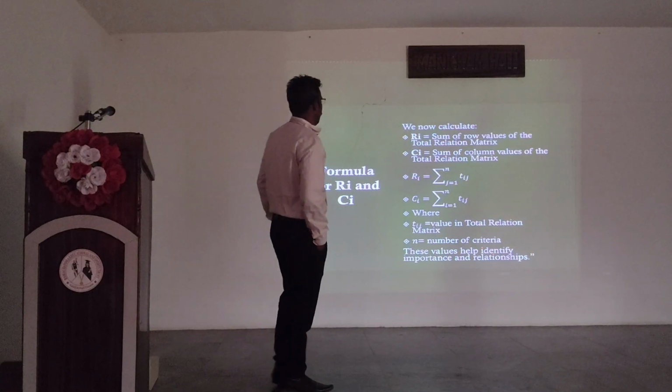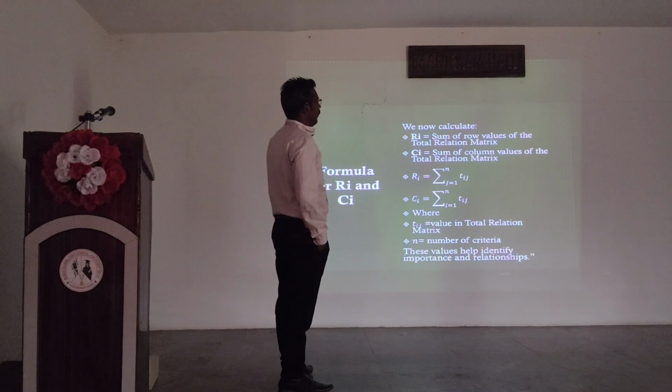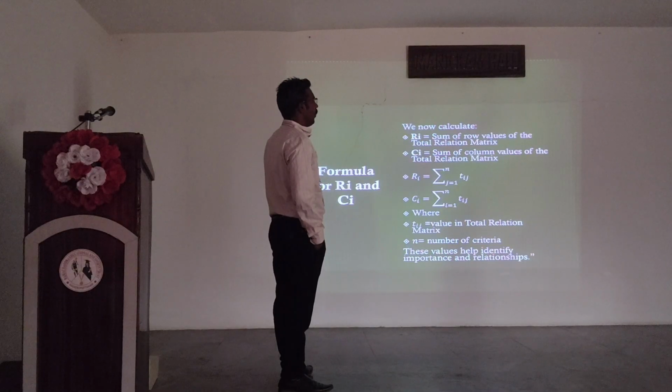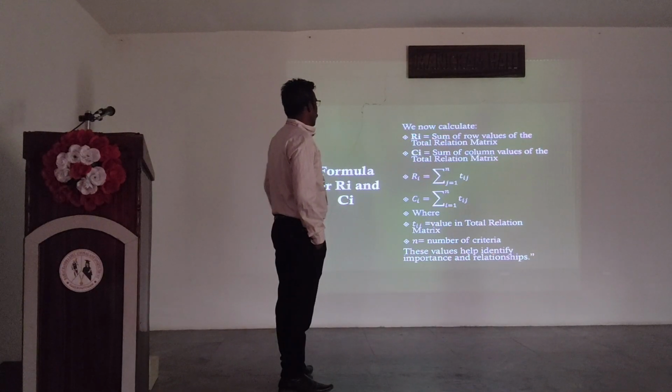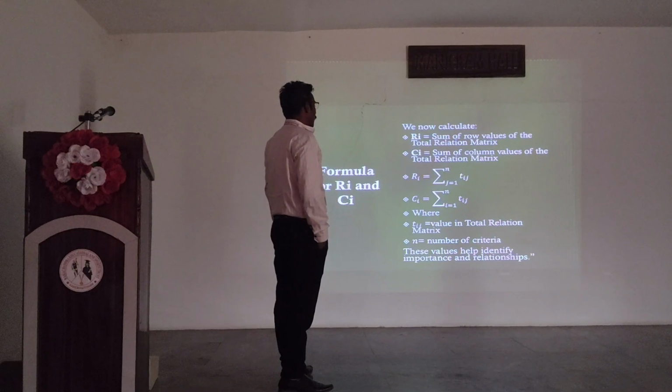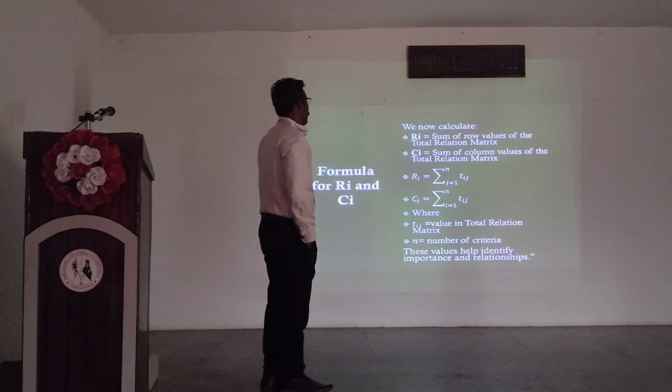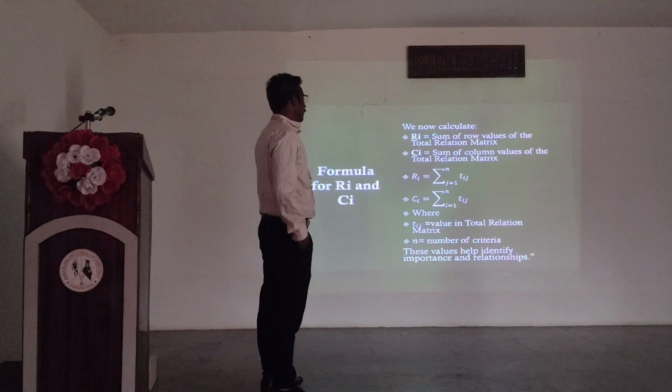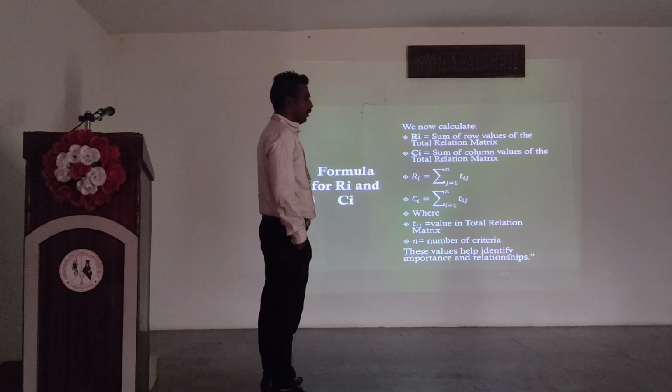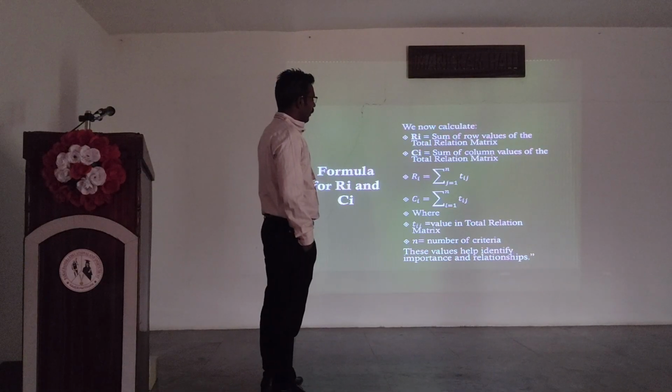This is the RI and CI formula. RI is the sum of row values of the total relation matrix. CI is the sum of column values of the total relation matrix. This is the RI equation and CI equation, Tij are values in the total relation matrix. N is the number of criteria. These values help identify important factors and relationships.